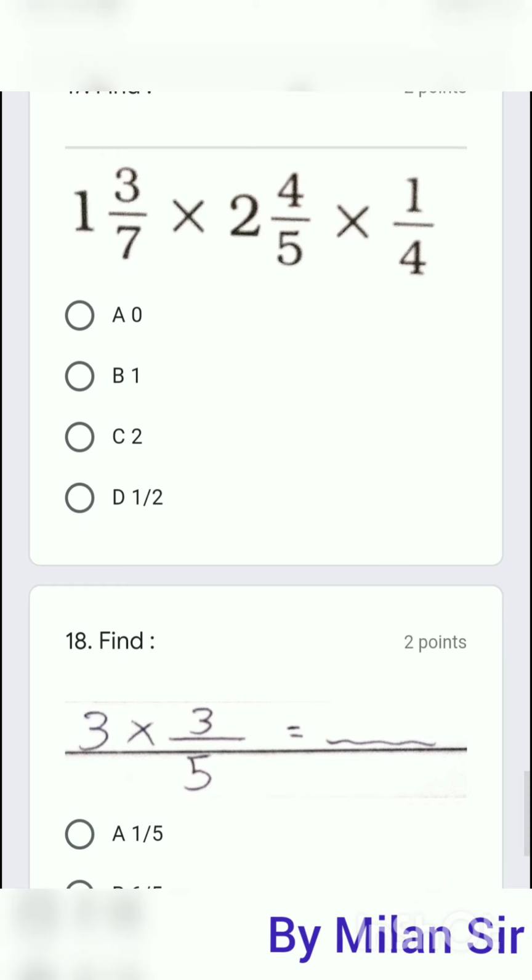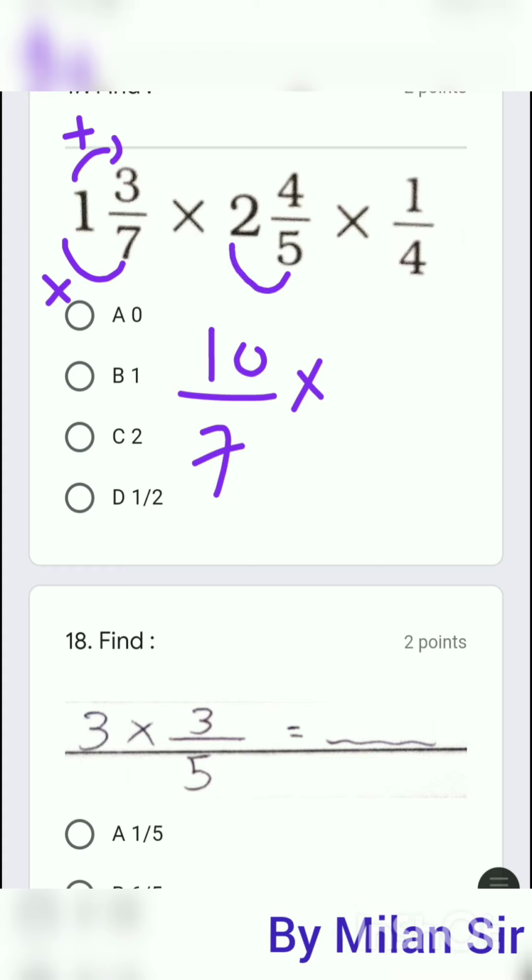After that, question number 17, this is a 2 marks question. Okay, we need to multiply these numbers. Before that we need to convert this mixed fraction into an improper fraction. So first of all, here 7 ones are 7 plus 3, 10, 10 by 7.